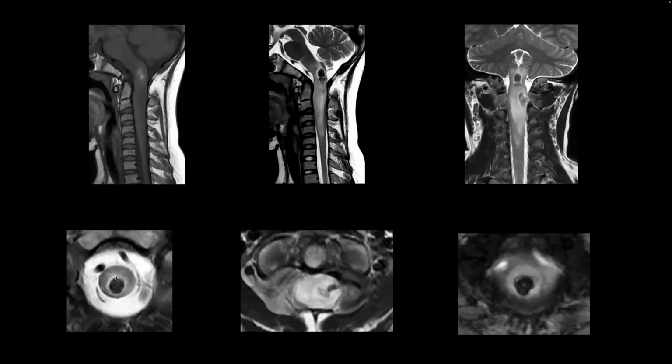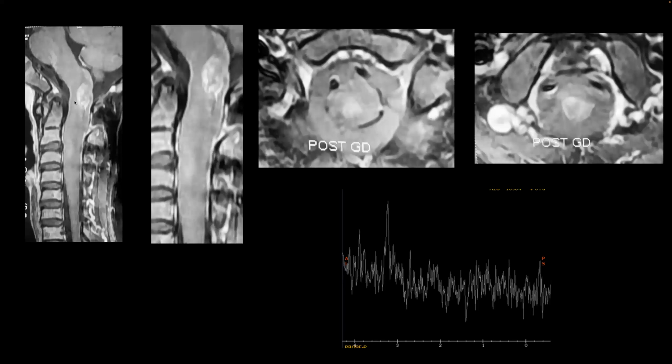Again, you can appreciate the widening of the cervical cord. On the axial images, this is the focal area of T2 hypointensity, most likely a hemorrhagic focus in the cervical cord. Post-contrast images, there is some degree of enhancement in the cervicomedullary junction and the upper cervical cord. The rest of the abnormality does not demonstrate any significant enhancement. Spectroscopy was done. I'm not sure of the focus, but it demonstrates a choline peak. I think I didn't put up the follow-up images.